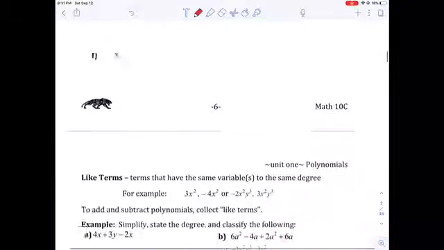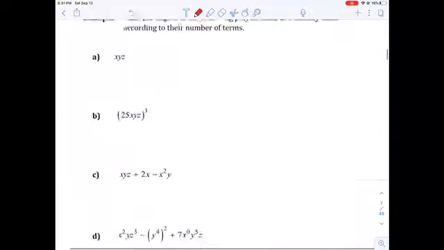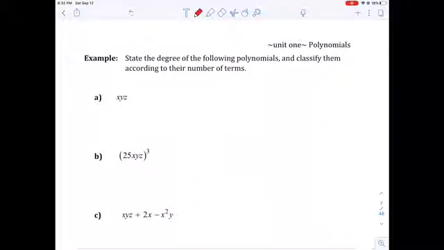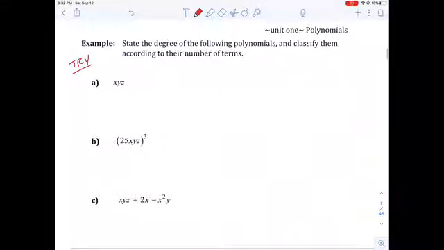Look at this next one. Why don't I let you guys have a try at this? I'm going to pause the video, and I'll give you a second. Why don't you state the degree of the following polynomials and classify them according to their number of terms. Okay? I'll give you 5 seconds here to pause the video and give it a try yourself.